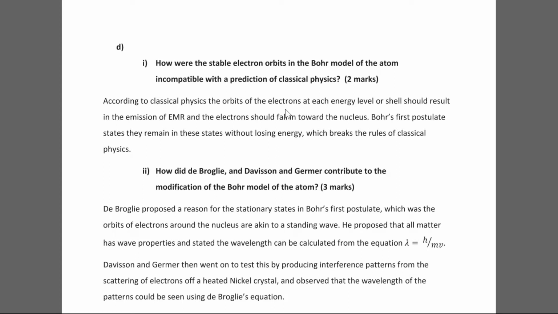So question D, part 1, says, how were the stable electron orbits in the Bohr model of the atom incompatible with a prediction of classical physics? 2-mark question.